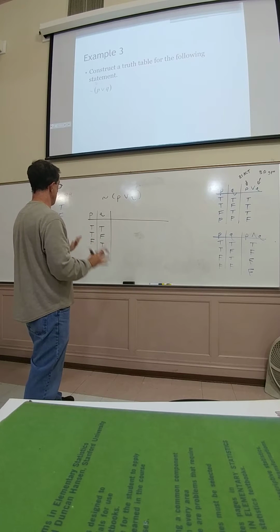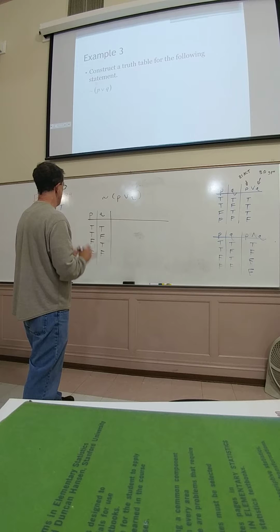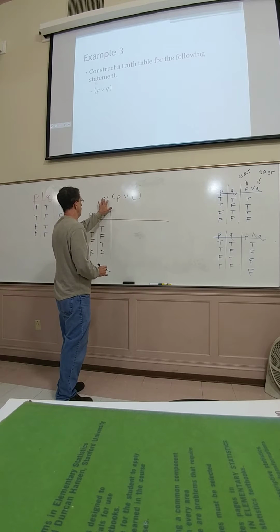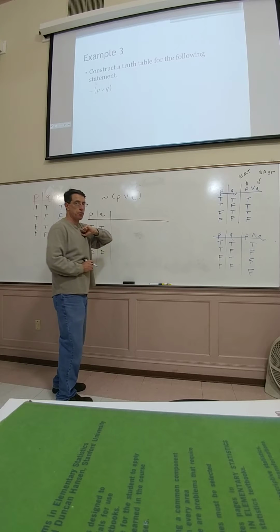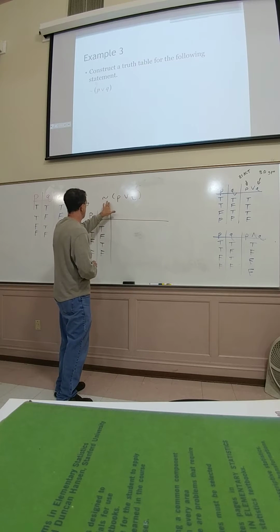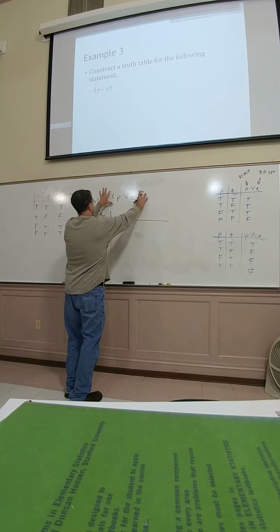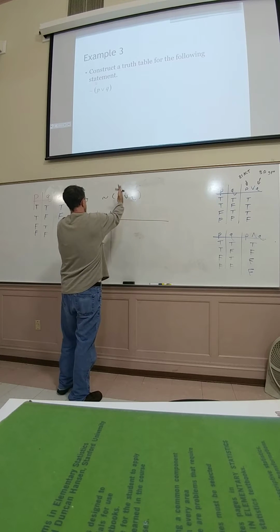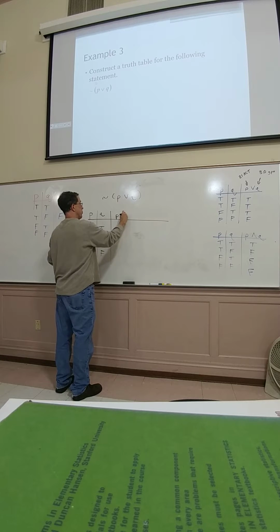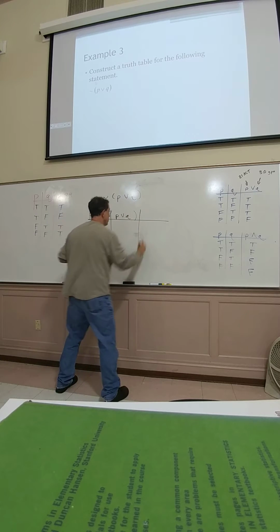So on this example, the question is, what do you do first? Well, I mentioned the negation. If it's directly next to a parenthesis, you have to do what's in the parentheses first. I'll say that one more time. If you have the squiggle negation directly next to a parenthesis like this, you've got to do what's in the parentheses first, which is P or Q. Then you can negate it.